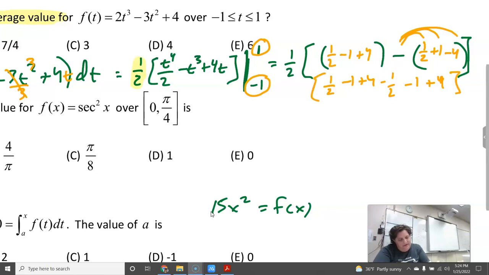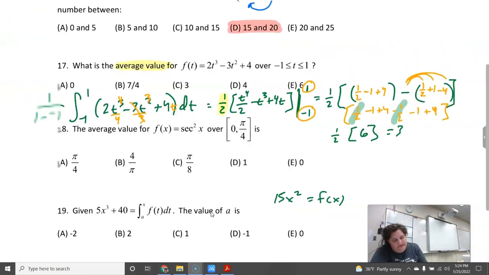All in here, and let's see what happens. 1/2 minus 1/2 cancels out. So I have negative 1 plus 4, negative 1 plus 4. That's 3 plus 3, that's 6. Okay, cool. So that's 3, that's 3, that's 6. Half of 6 is 3. So my average value is going to be 3.